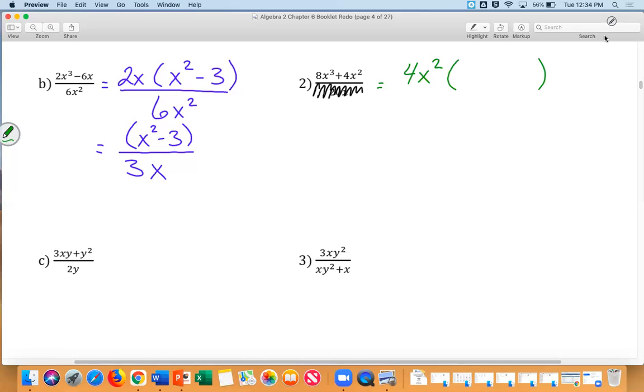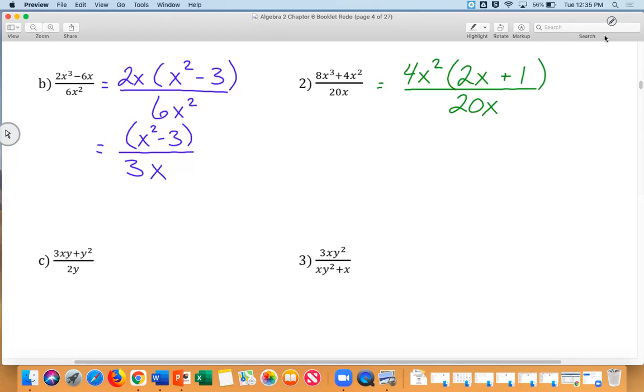So now I'm just going to do 8 divided by 4 to get 2. X cubed divided by x squared is x. Do you see where I got the 2x from? Okay. 4 divided by 4 is 1. X squared divided by x squared is 1. Do you see where I got the 1 from? Now, here's the only thing I'm doing here. I'm going to bring back into the equation the 20x. Do you see what I did?